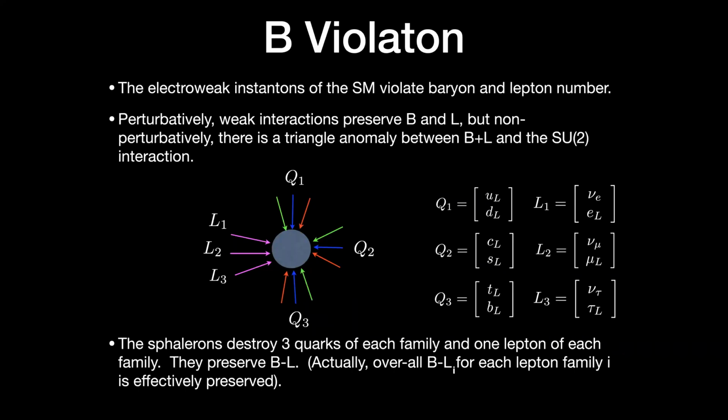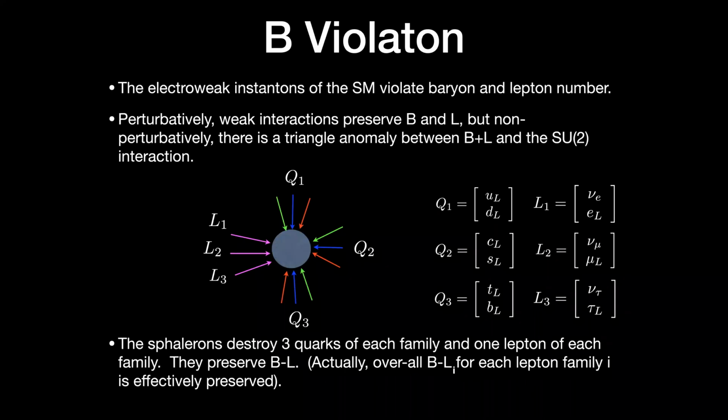And that's because the electroweak instantons of the standard model violate baryon and lepton number. They preserve B minus L, but violate B plus L. You could think about this as something like a vertex, like the one drawn here. It has one left-handed quark of each color and each generation, and one lepton doublet of each generation. And so these processes look like they destroy 3 quarks of each family and 1 lepton of each family. They preserve B minus L.